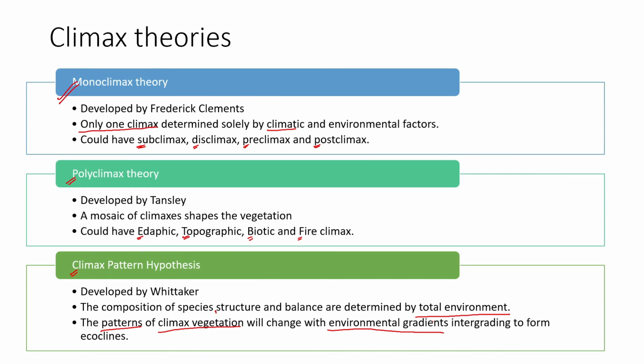So there is a pattern. It's not a single point of climax, nor are there multiple climaxes. This talks about a timeline. Monoclimax theory talks about a single climax point, and polyclimax theory talks about several climax points, where each climax point has a different sort of variation. Whereas the climax pattern hypothesis talks about how there is no fixed climax, but a pattern of climaxes. Everything will come in with respect to resources and environment, and there will be changes accordingly. So that will be more dynamic, not a fixed point. That was basically the idea of climaxes. Thank you.